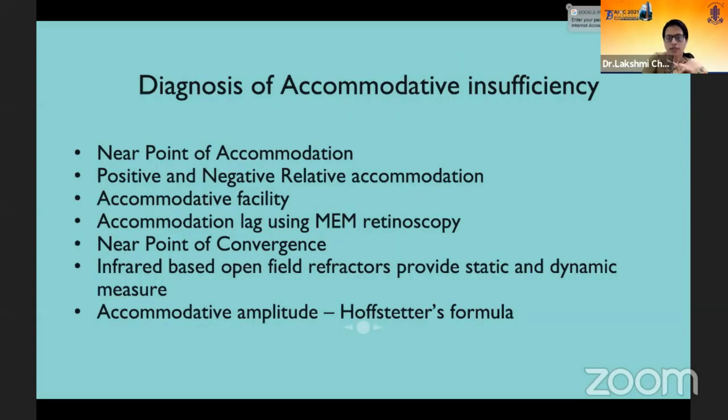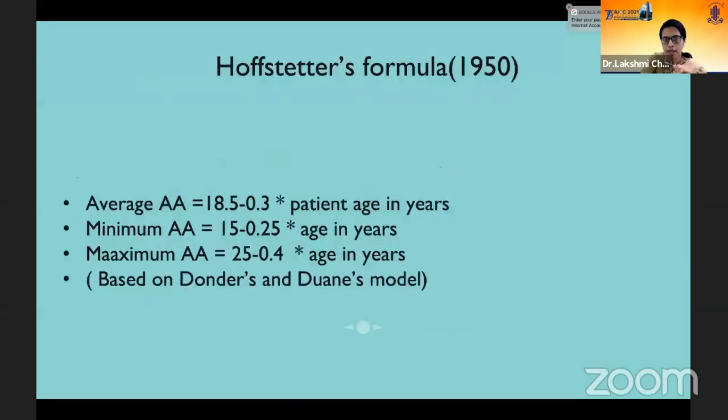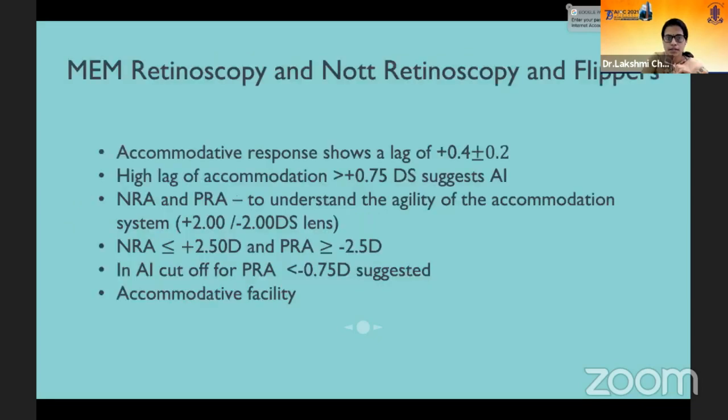For diagnosis of accommodative insufficiency, in the same way as we test convergence, we need to check the amplitude of accommodation as well as the agility of the accommodation system. The amplitude of accommodation is by standard evaluated by Hofstadter's formula, which gives us the average accommodative amplitude as well as the minimum and maximum amplitudes according to the age. So this gives us an idea of how the accommodation is. Monocular estimation method and retinoscopy are other techniques. Accommodative response usually shows a lag of 0.4, but if it is more than 0.75, it diagnoses accommodative insufficiency.